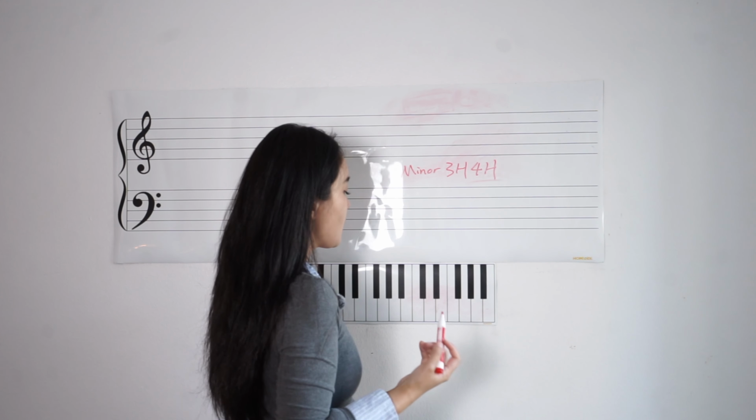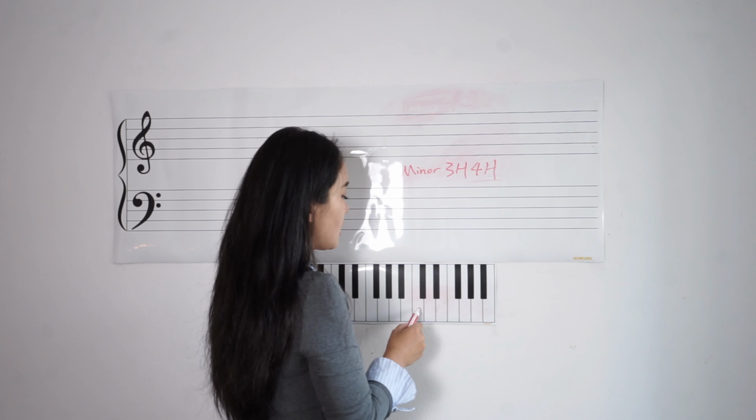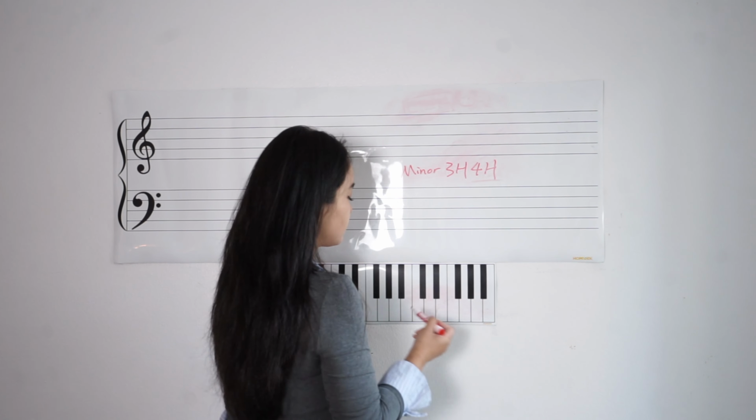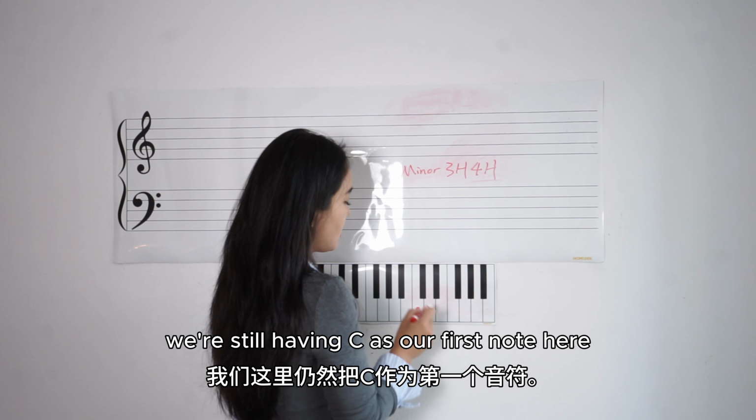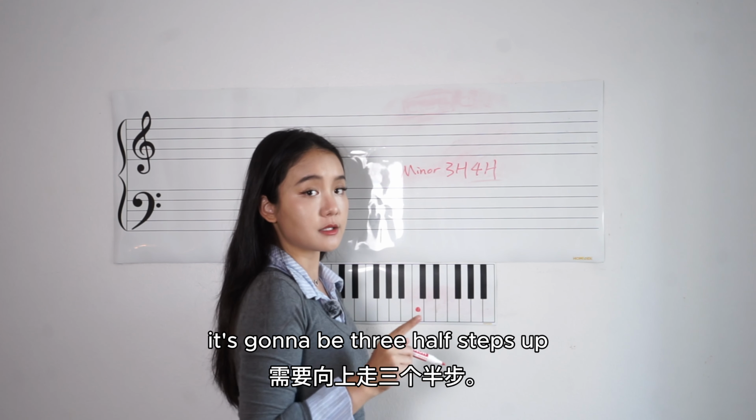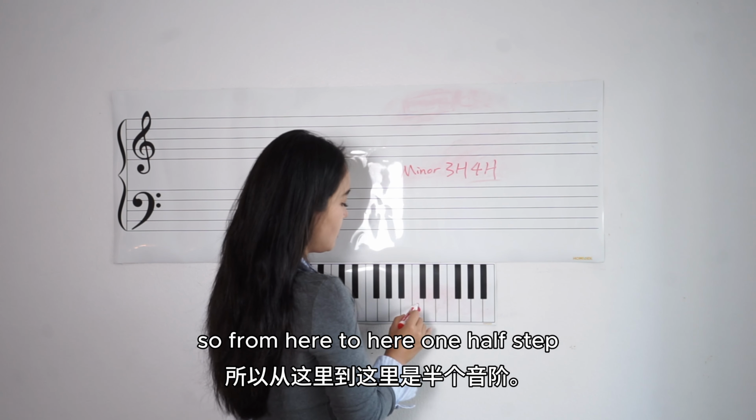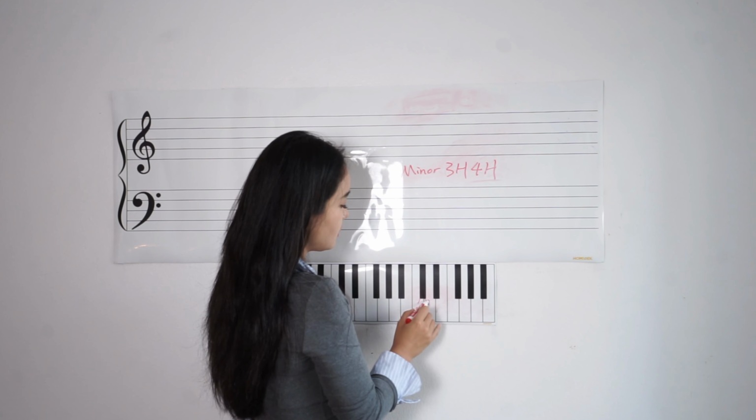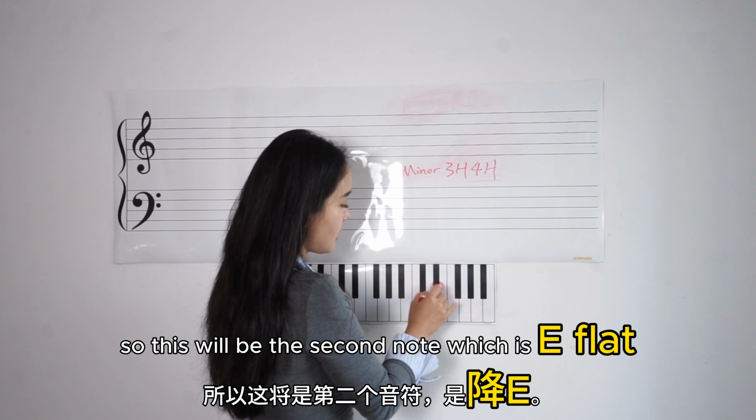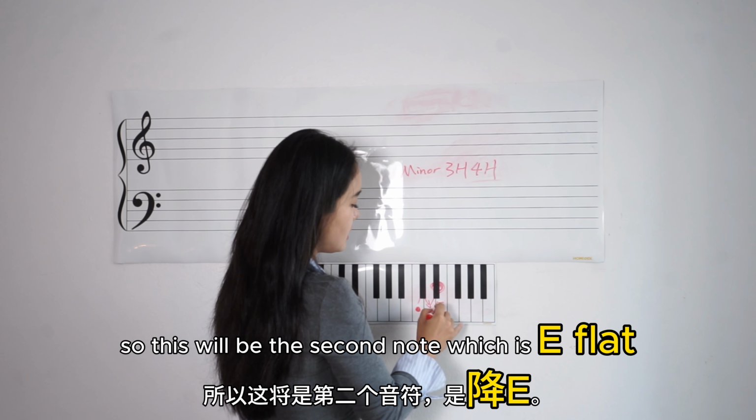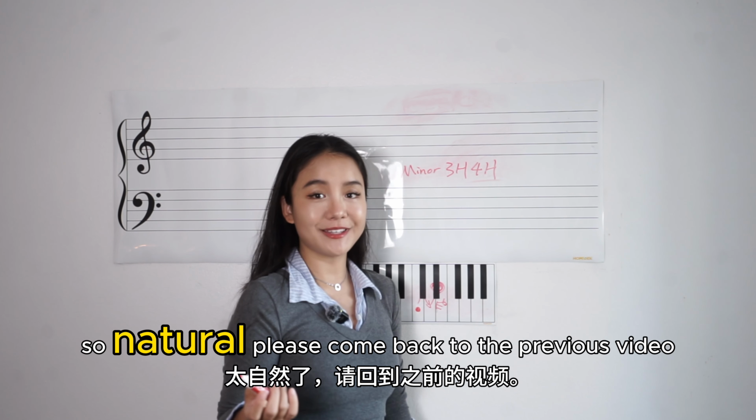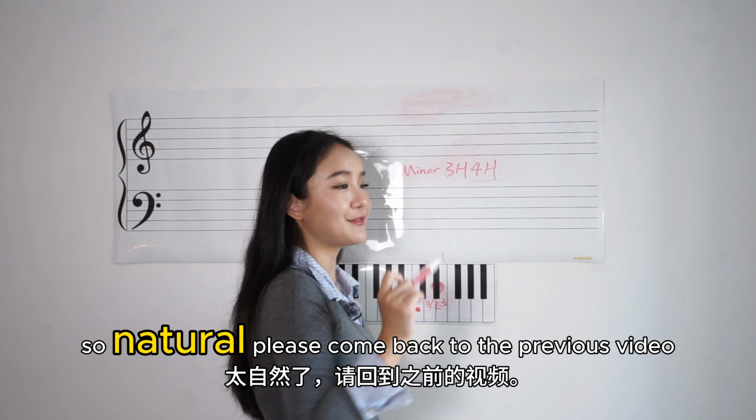Let's take C again. If we want to make a C minor chord, we're still having C as our first note here. But this time from the first note to the second note, it's going to be 3 half steps up. So from here to here, 1 half step, 2 half steps, 3 half steps. So this will be the second note, which is E flat. If you don't remember flat, sharp, and natural, please come back to the previous video. We talked about that.